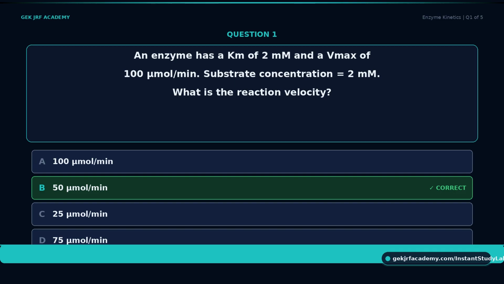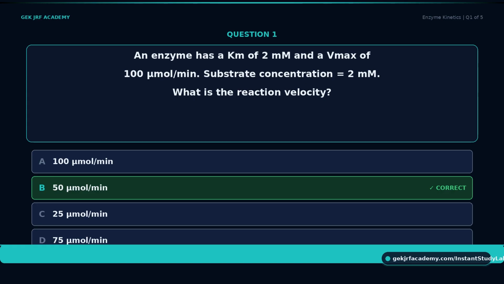An enzyme has a Km of 2 millimolar and a Vmax of 100 micromoles per minute. The substrate concentration is also 2 millimolar. What is the reaction velocity? Option A, 100 micromoles per minute. Option B, 50 micromoles per minute. Option C, 25 micromoles per minute. Option D, 75 micromoles per minute.